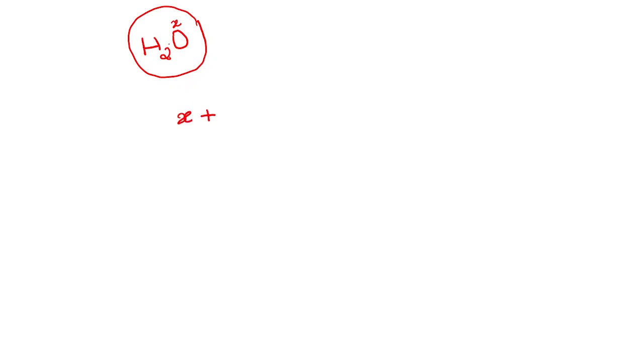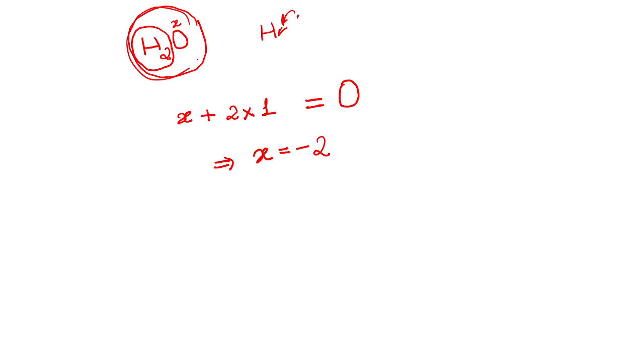Now, how many hydrogens are there? There are 2 hydrogens, so we write 2 into the charge of hydrogen. Hydrogen accepts 1 electron, meaning it always needs 1 electron, so it has a charge of 1. The sum is equal to 0. So X plus 2 into 1 equals 0, and from normal maths you will get X equal to -2. It means that here the oxidation state of oxygen is -2.